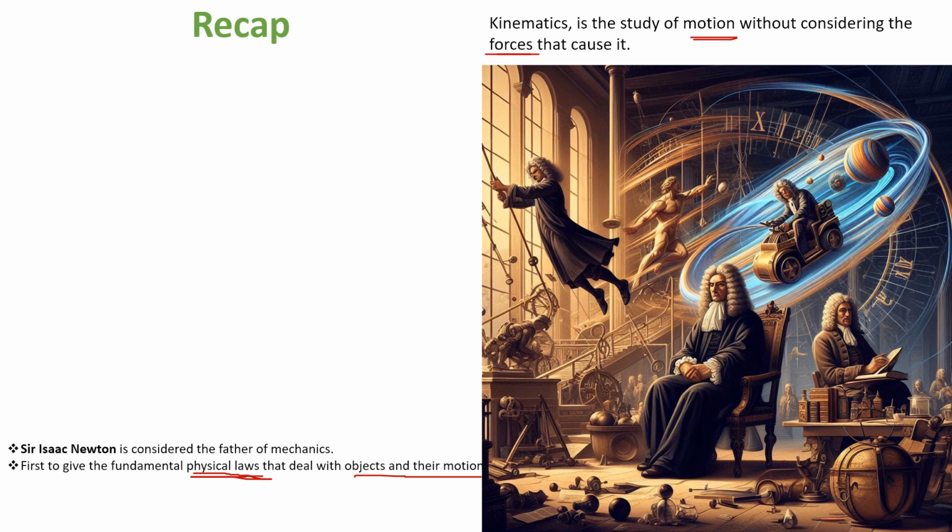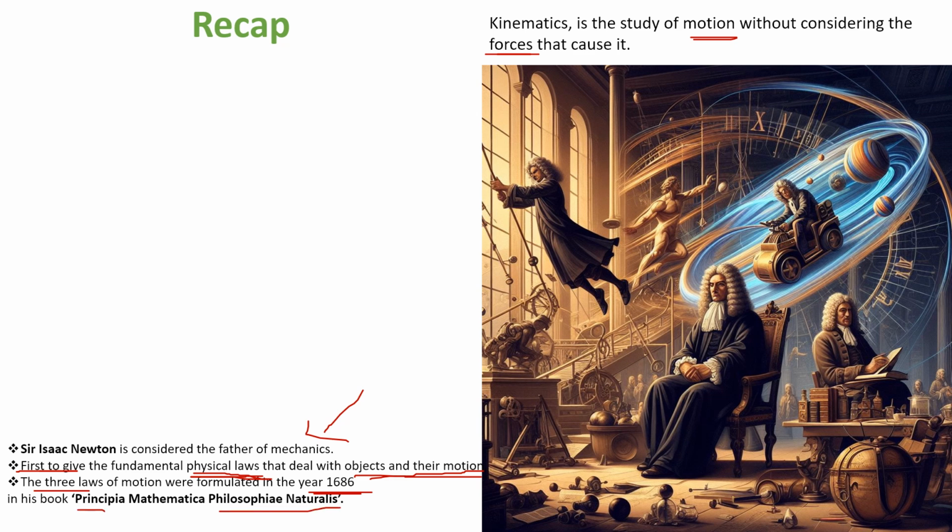He gave three laws of motion. He formulated them in the year 1686, in the 17th century, which is why we call him the father of mechanics. He was able to formulate his three laws in his book Principia Mathematica Philosophiae Naturalis. So these are some introduction about him.